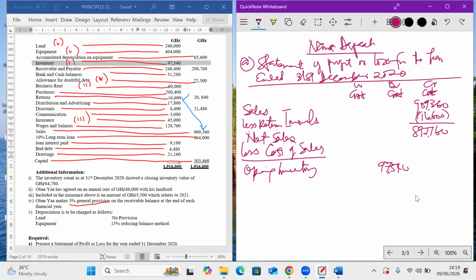97,540. Then, are you going to sell only this number of worth of items the whole year? No. What do you do? You buy more. You buy more. Purchases, or restock. Restock, yeah. Purchases. What's the purchases figure? 580,400.